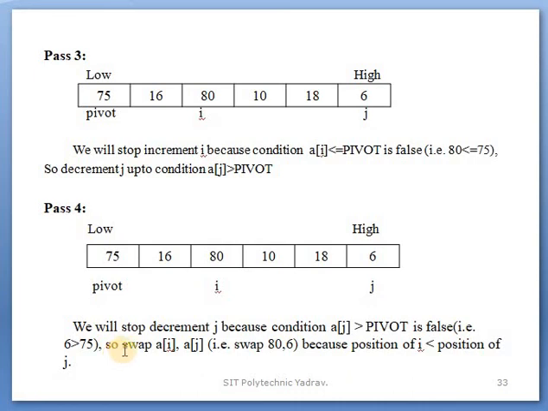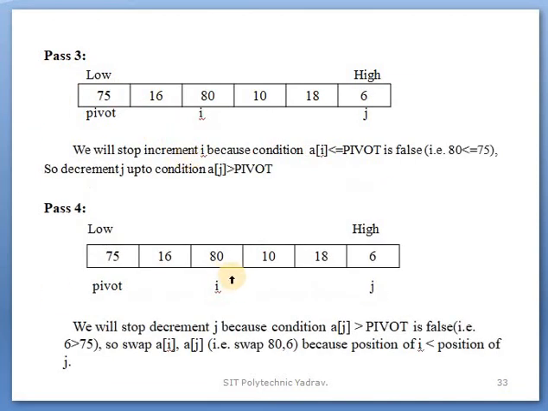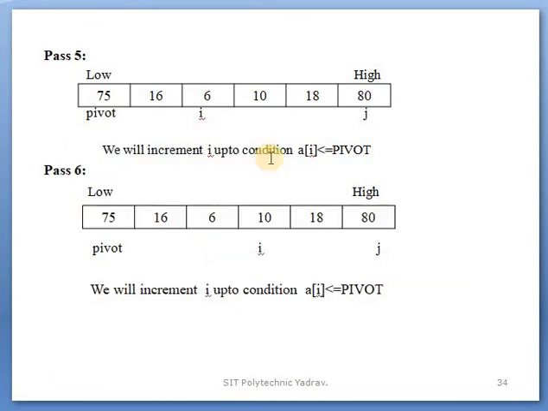So continue our point. We will stop the decrement of j because a of j greater than pivot is false. What does this mean? 6 is greater than 75, the condition is not true, so stop the decrement of j. Then swap a of i and j, meaning 80 and 6 are swapped because the position of i is less than the position of j. Clear that point? In pass 5, swap that 6 and 80.